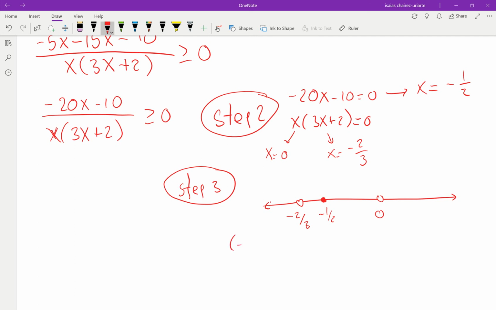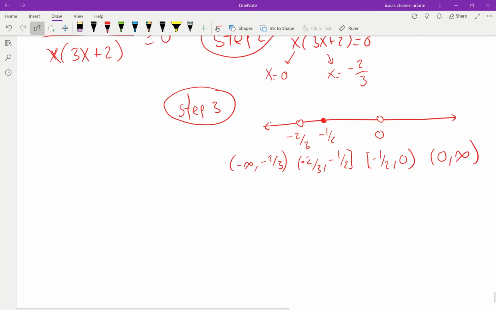One of them is negative infinity to negative 2/3. The other one is negative 2/3 to negative 1/2 with a bracket. The other one would be bracket negative 1/2 to 0. And the other interval would be 0 to infinity. Now I'm going to pick values from each interval and test them. So we're getting here into our step 4.